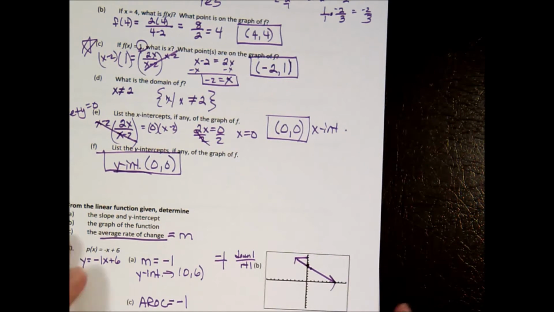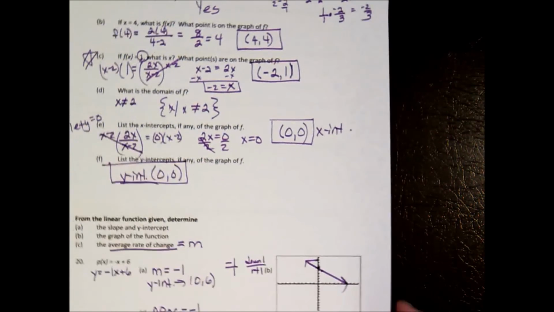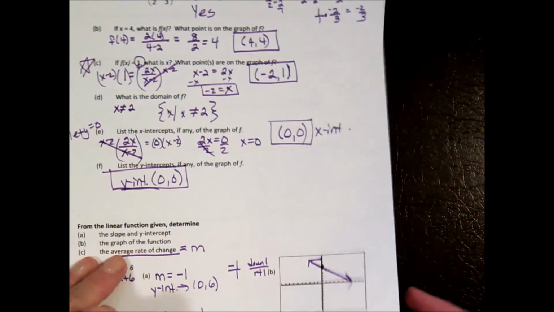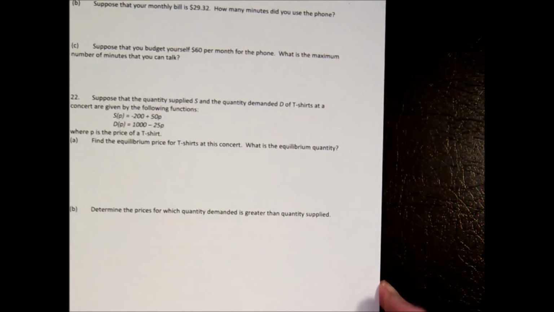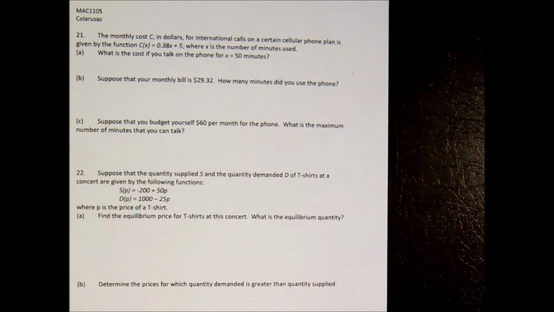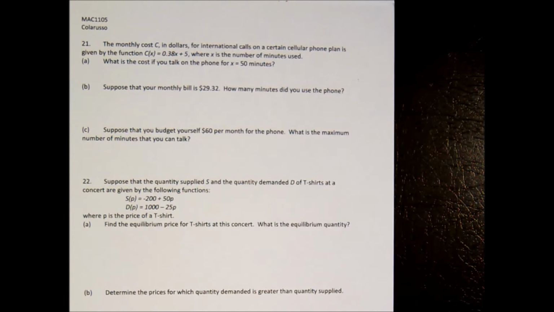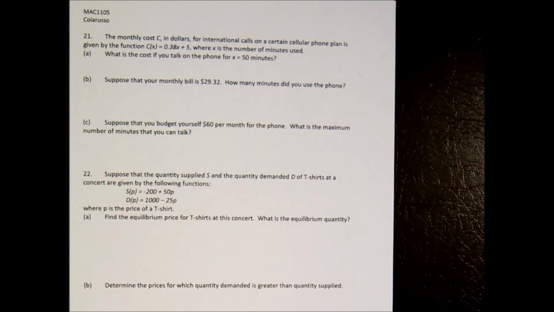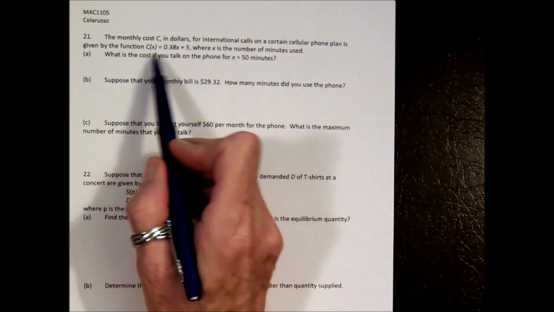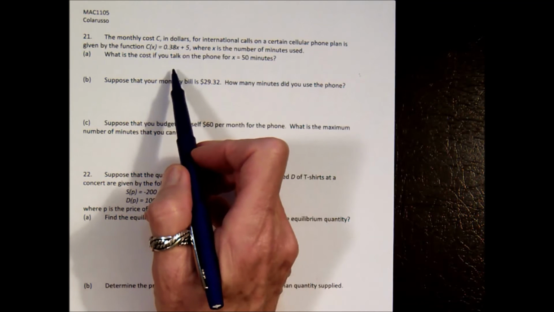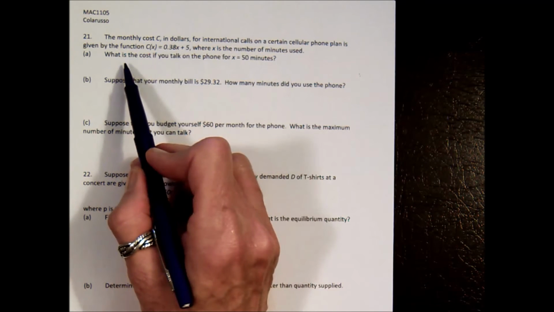All right, this last one takes up the whole back page. Last couple. Last two, actually. So number 21 says, the monthly cost C in dollars for international calls on a certain cellular phone plan is given by this function, C of x equals, and there it is, where x is the number of minutes used. What is the cost if you talk on the phone for 50 minutes?